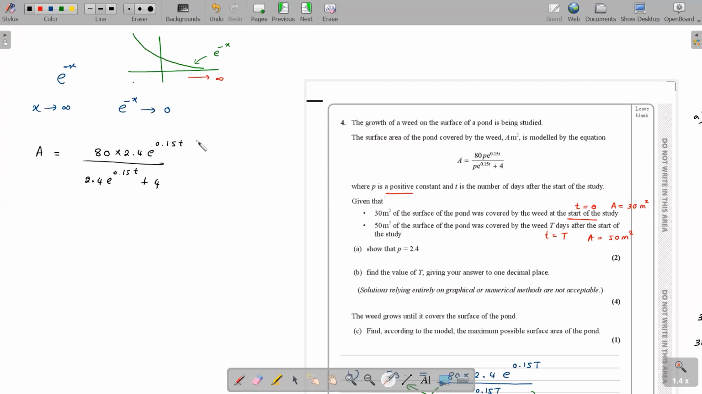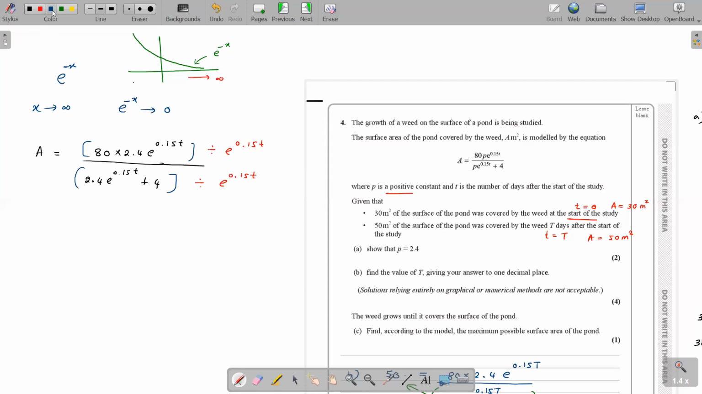So when it's e to the power positive, you have to convert it to negative. How do we do that? All you need to do here is divide both up and down by what? e to the power 0.15 t. In a fraction, you are allowed to multiply both up and down by the same number. You can even divide both up and down by the same number.